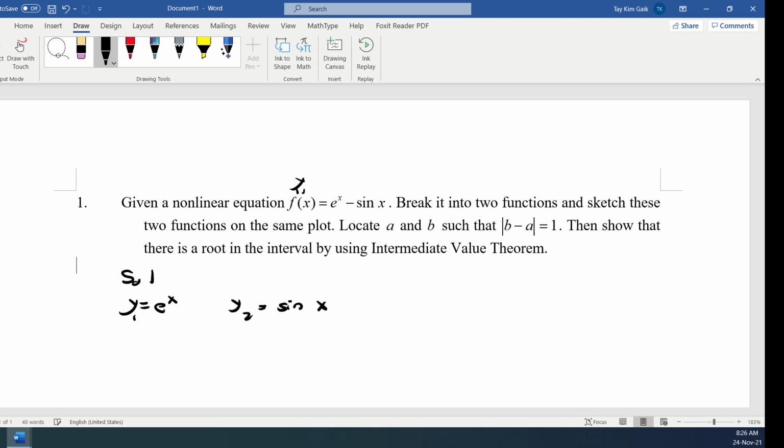So when you equate y1 and y2, you have e^x equal to sin x.